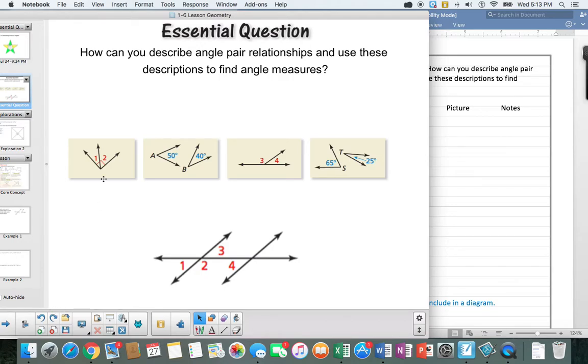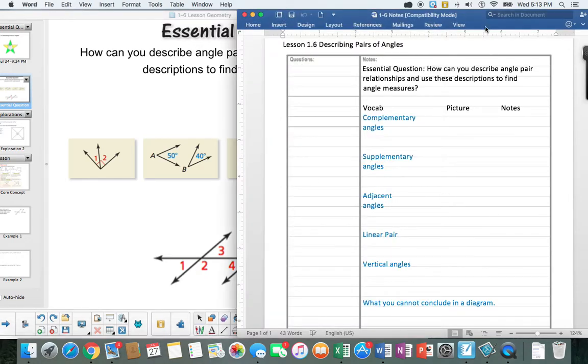So you can see all of these are pairs. We're going to have names for them. And even in the diagram, if you take two angles at a time, they're going to have a name. Take some time to set up your notes: the name of the notes, the essential question, and you can see a lot of this is vocabulary, so I'm setting up a table so that you can draw the picture and write some notes next to it.